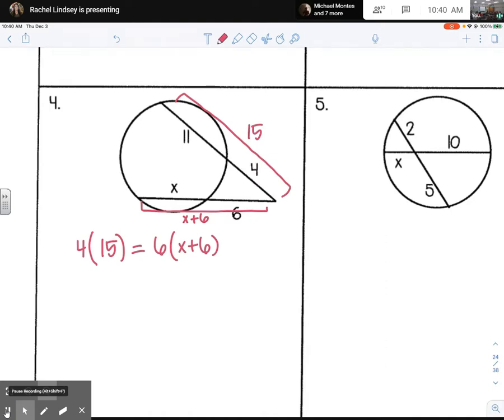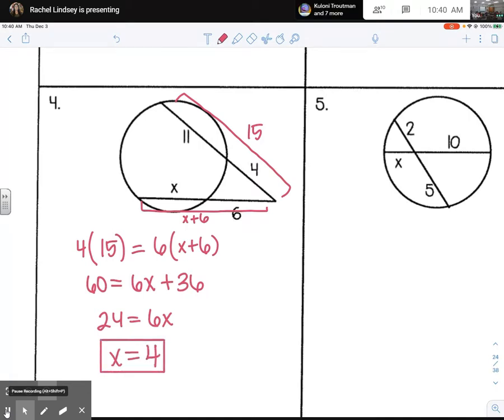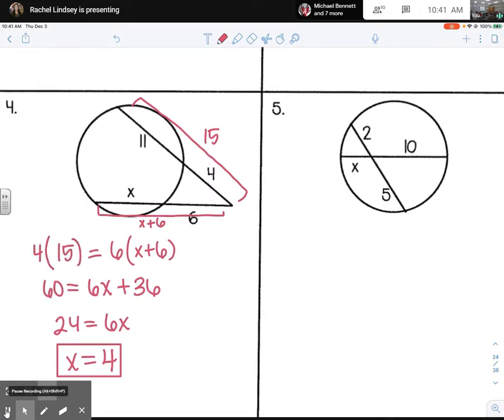So 4 times 15 is 60. 6 times x is 6x. 6 times 6 is 36. Subtract 36: 60 minus 36 is 24, so I have 24 equals 6x. What does x equal? 4. How did I get that, for real?